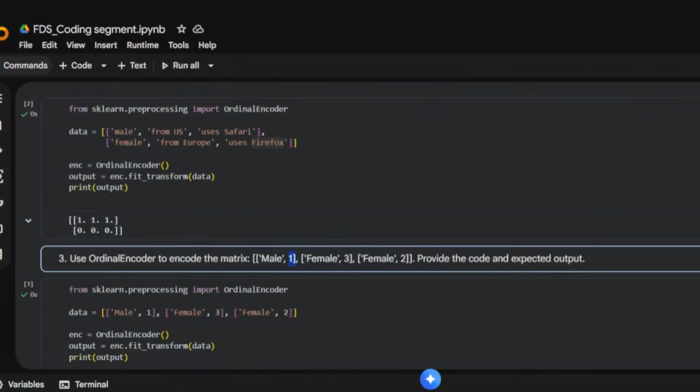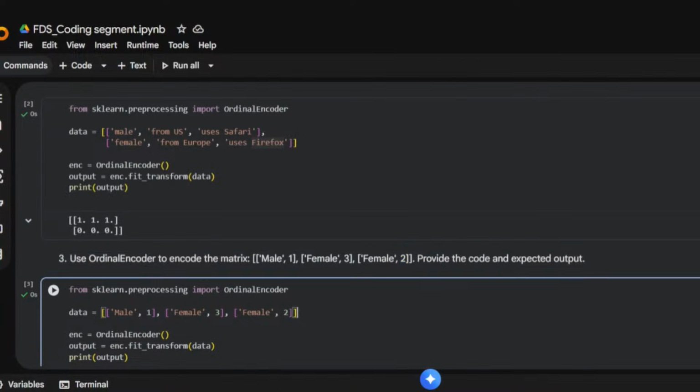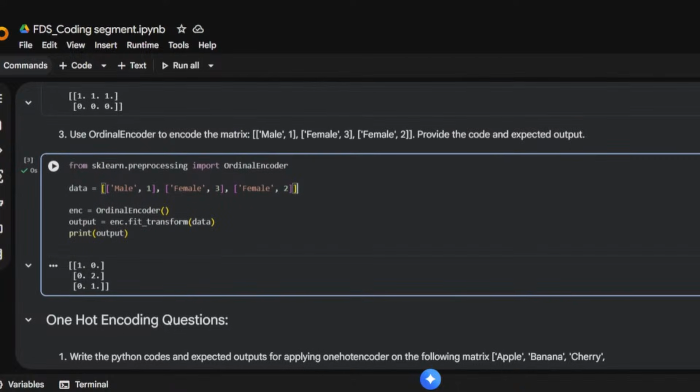So over here you have 1, 3 and 2 present in a particular column. Again, it will treat them as categorical values. Therefore, 1 will be given 0, 3 will be given 2, 2 will be given 1. So your output should be 1, 0, 0 and 0, 1, 2.